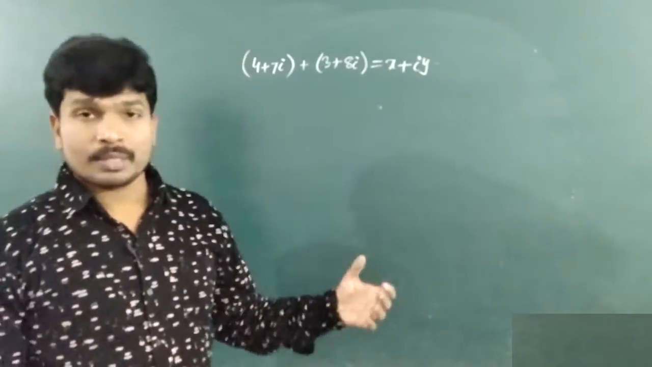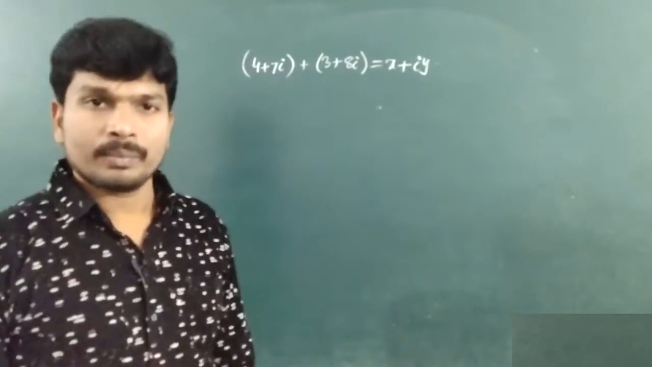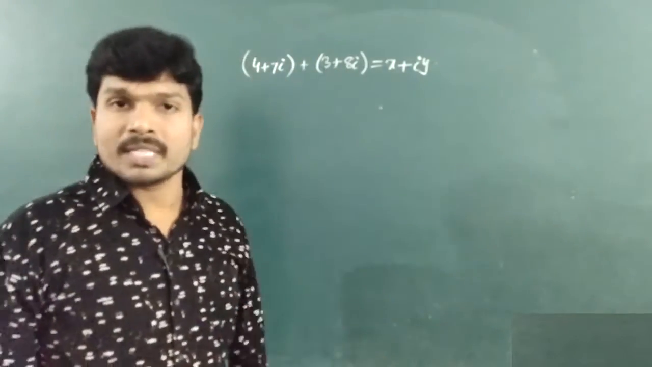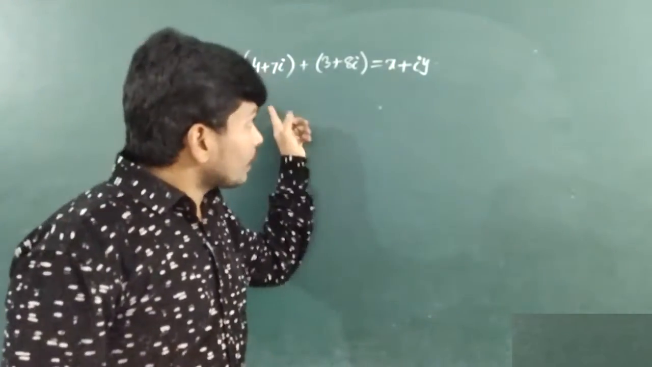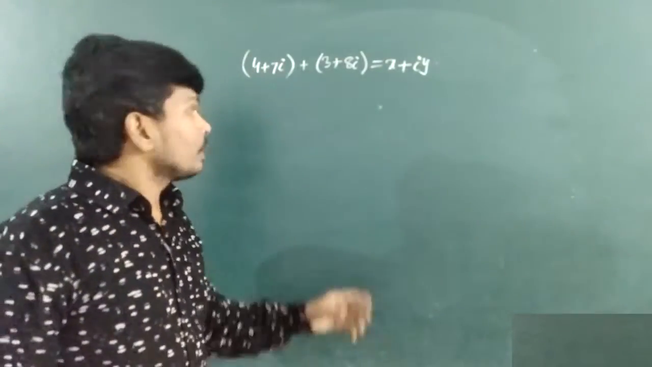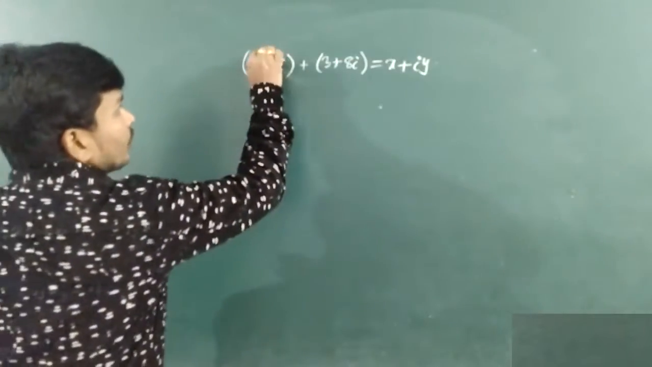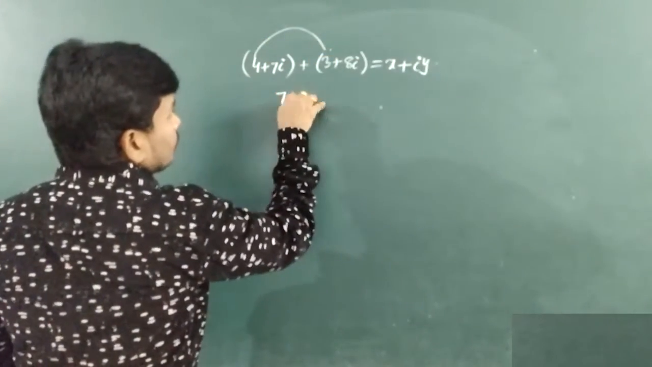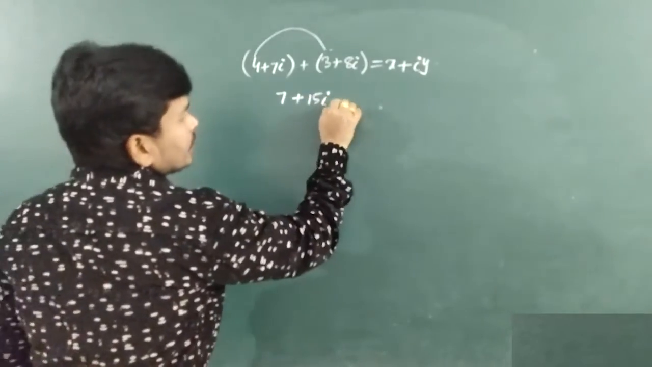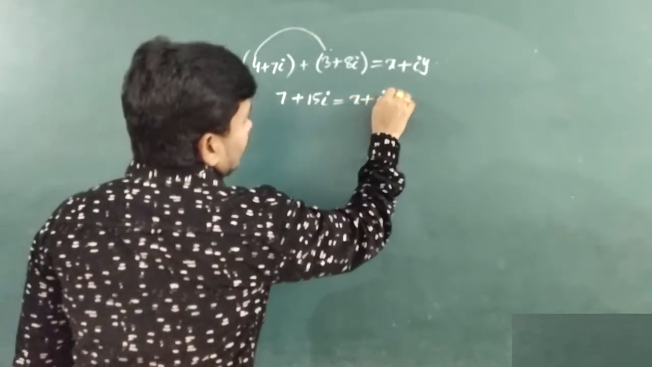So that all concepts we discussed in one problem. What we have to do: first, we must add these two complex numbers. After that, equate these two complex numbers. What is the simplest form of this complex number? We have to add these two. How to add it? 4 plus 3, 7. 8 plus 7, 15i. So 7 plus 15i is equal to x plus iy.